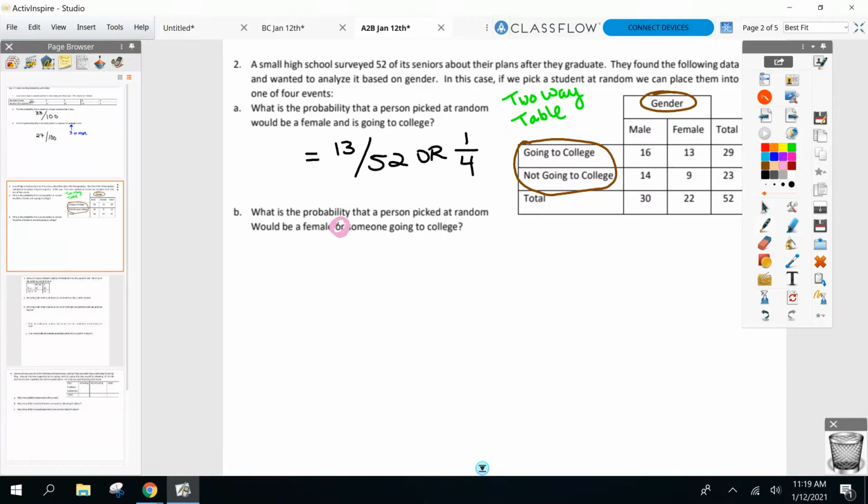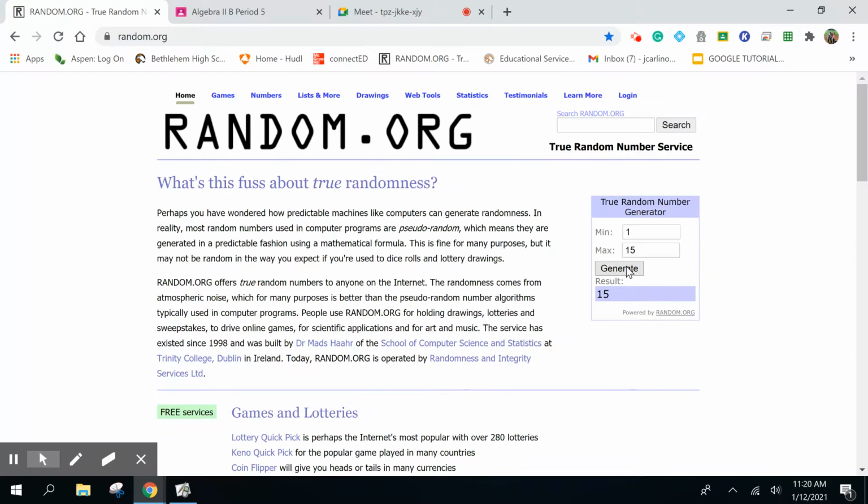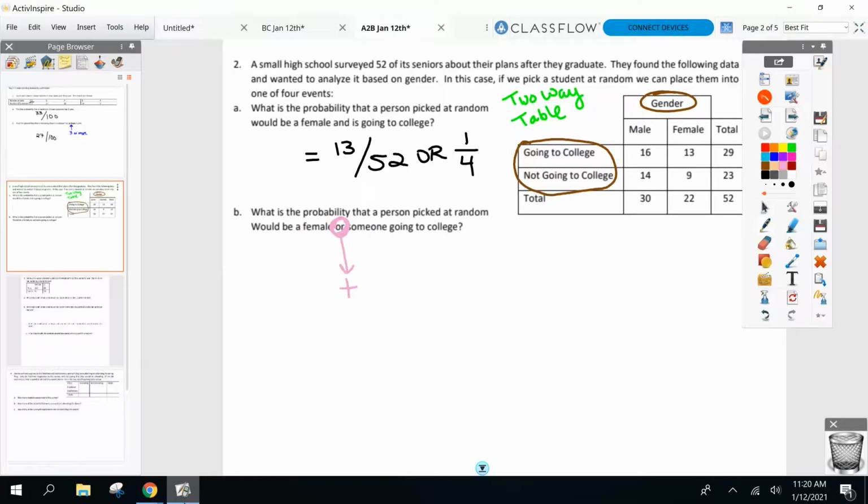Or, yep. So it knows I'm going to have to add up something. All right, let's go to the one side. Female. Chances you're a female in this group. Look at the table. I'm not talking about colleges or nothing. I'm just talking about female. How many in the table? Kian, how many females in the table? 22 over 52. 22 females out of 52 total people.